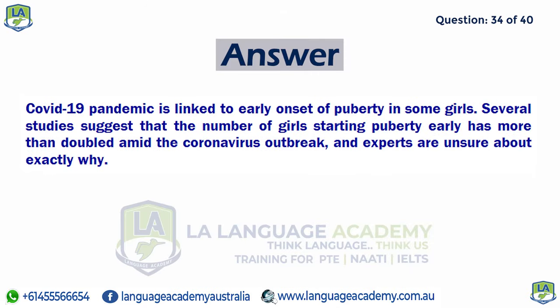COVID-19 pandemic is linked to early onset of puberty in some girls. Several studies suggest that the number of girls starting puberty early has more than doubled amid the coronavirus outbreak, and experts are unsure about exactly why.